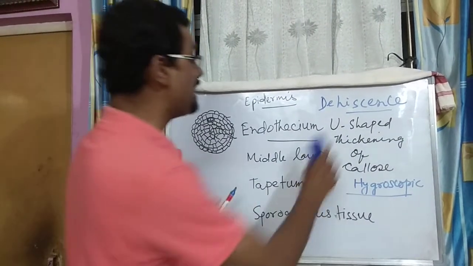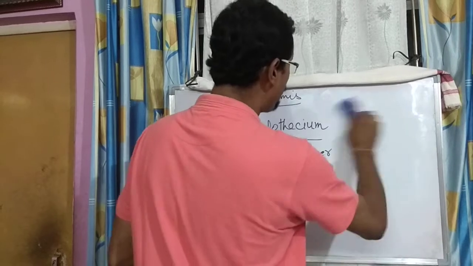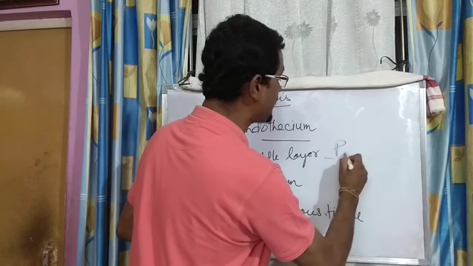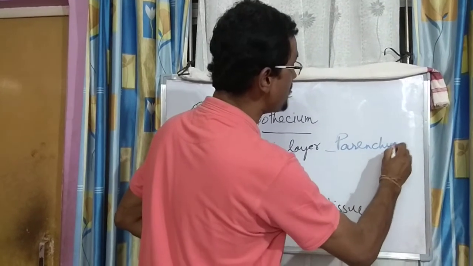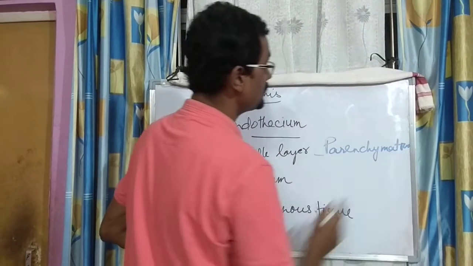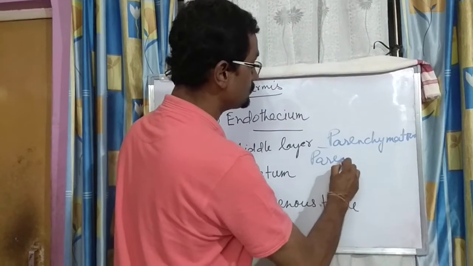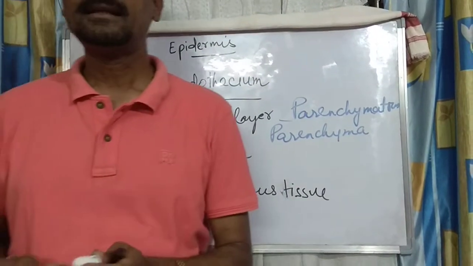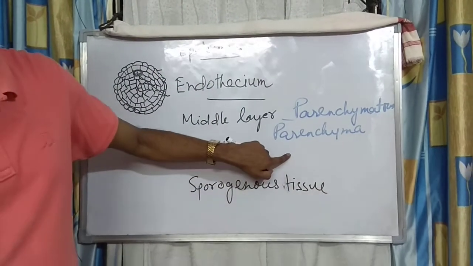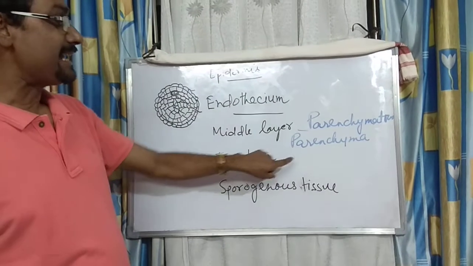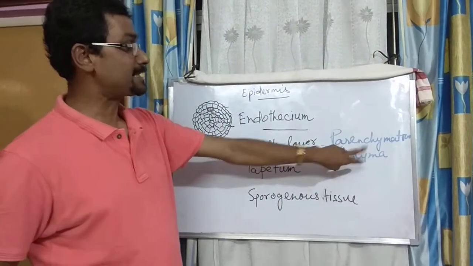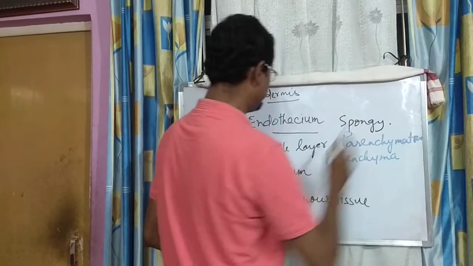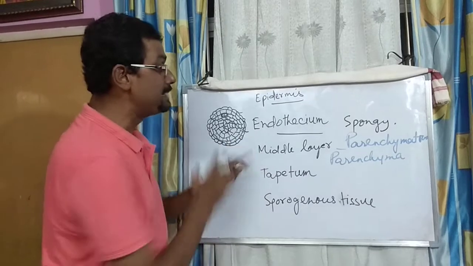Now let's move to the middle layer. What do we find in the middle layer? The middle layer is composed of parenchymatous cells. It has chlorophyll, so it can produce food. So another character you are finding, it produces food. Apart from that, another character it has, it is spongy, S-P-O-N-G-Y. These are the characters you find in the middle layer.